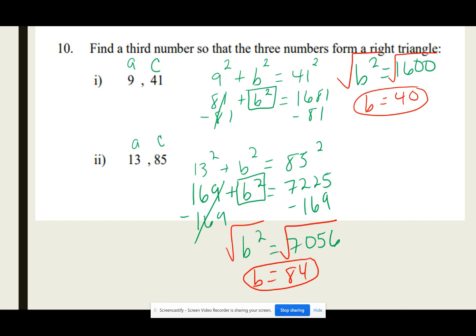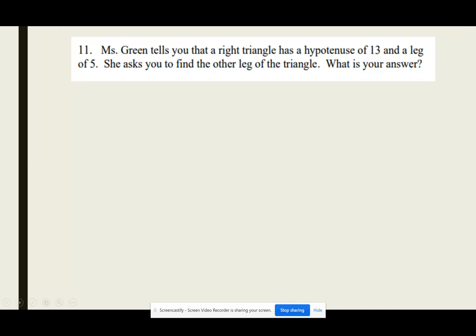Okay. All right, let's take a look at the next one. So now we've gotten into word problems. And what I like to do for word problems is draw a picture because it makes it a little bit easier. So this screen tells you that a right triangle has a hypotenuse of 13 and a leg of 5. So let's go ahead and draw a right triangle.